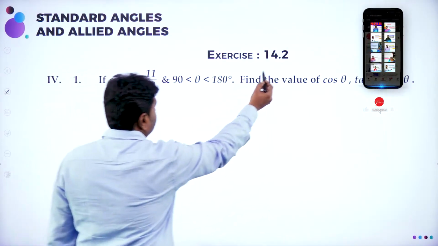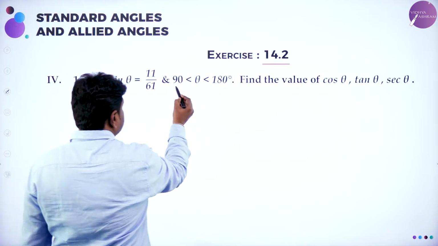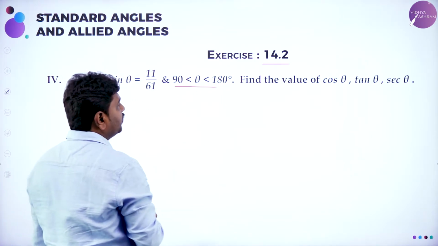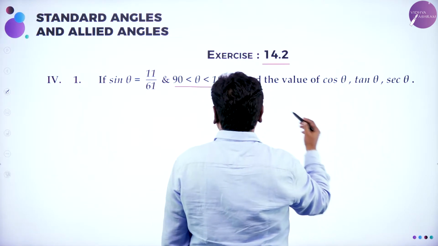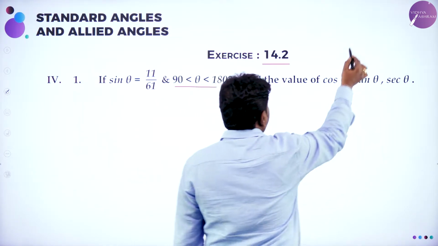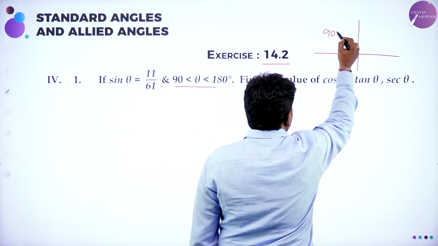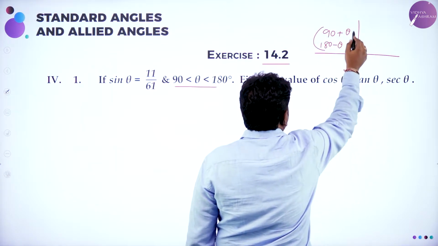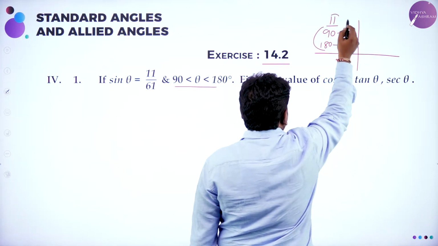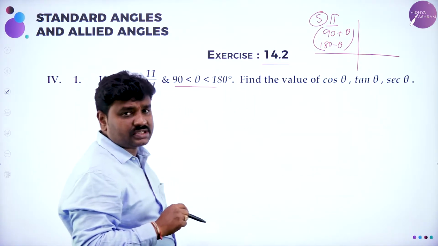Exercise 14.2. See, if sin theta is 11 by 61 and theta lies between 90 and 180 degrees, find the value of cos theta, tan theta and secant theta. Theta lies between 90 and 180 means what? Theta is more than 90 and less than 180, so 90 plus theta, 180 minus theta. So theta is in second quadrant. You know, in second quadrant, according to ASTC, sine is positive.